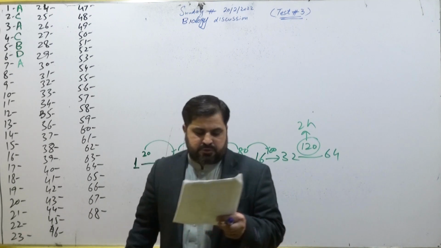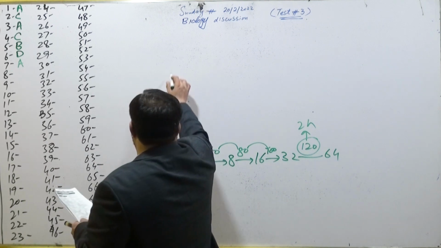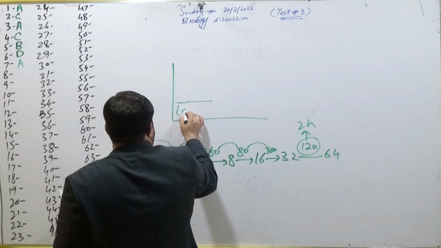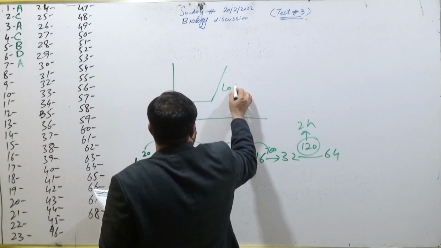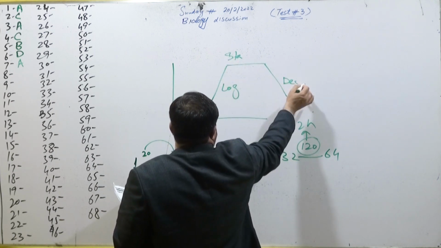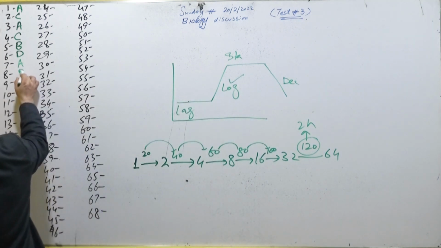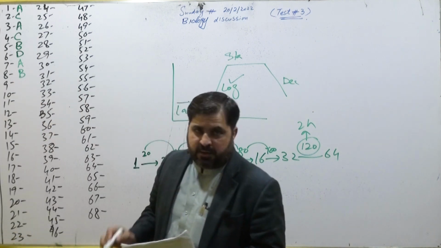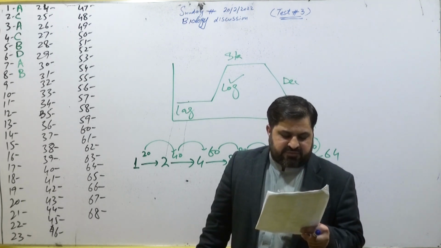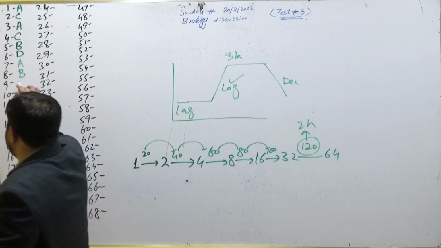Coming toward the next MCQ, number 8: bacterial growth will be maximum during. Whenever we explain bacterial growth, we make a graph. One is called the lag phase, then the log phase, then the stationary phase, and then the decline phase. Here in the log phase, the bacterial population is maximum, and the signs and symptoms of disease also appear during the log phase. Coming toward MCQ number 9: the process of conjugation in bacteria was discovered by Edward Tatum and Lederberg. So option D is correct.